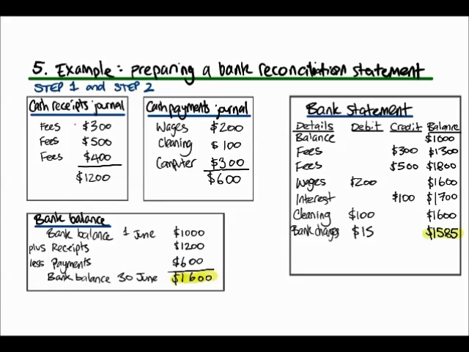Okay. So let's look at it. Over on the left-hand side here, we've got our cash receipts journal, and we've got 3 entries: fees for $300, fees for $500, and fees for $400. So we need to find those over on our bank statement, which we've received at the end of the month. So $300, you can see that one listed there. So yep, we've got this one for $300.